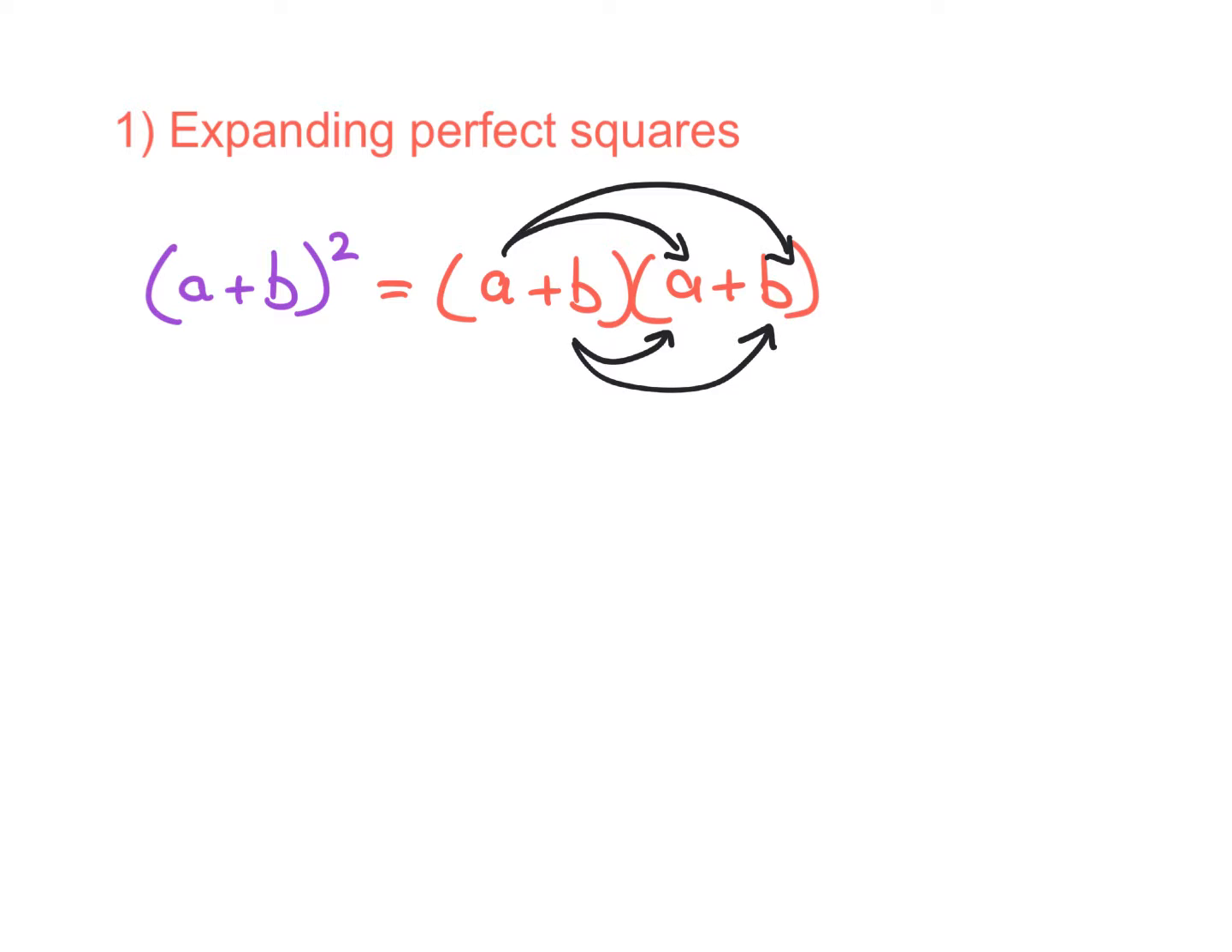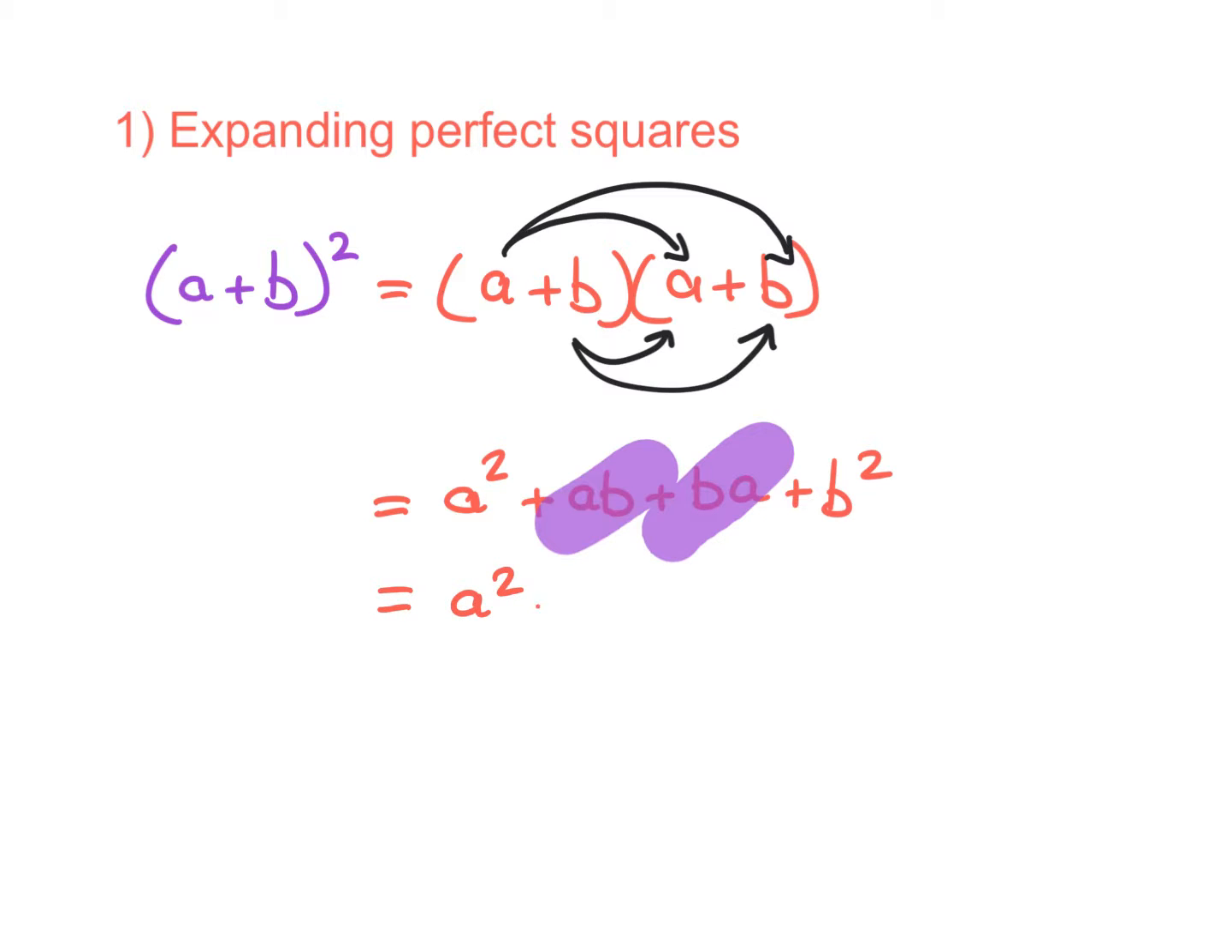So I should end up with something looking like this. A multiplied by A is A squared, A multiplied by B is plus AB, plus B multiplied by A is BA, plus B multiplied by B is B squared. Alright, the next thing I need to do is have a look at these terms and see if I've got any like terms. And I can definitely identify that AB and BA are like terms, so I'm just going to add them together. So I end up with A squared plus 2AB plus B squared. And that should be your answer.